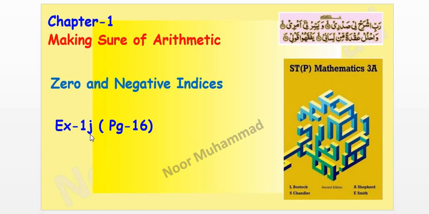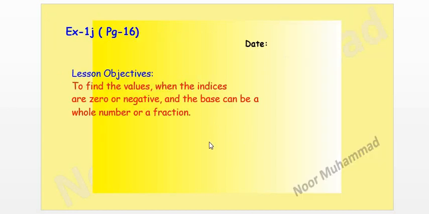Bismillahirrahmanirrahim. Exercise 1J of chapter 1. This exercise is actually a review exercise, but mainly we will deal with zero or negative indices. But we are going to revise all the ideas about index numbers.